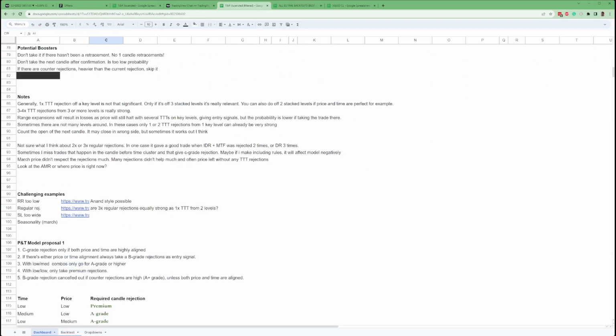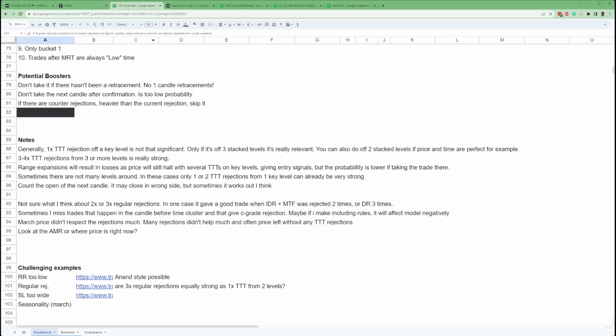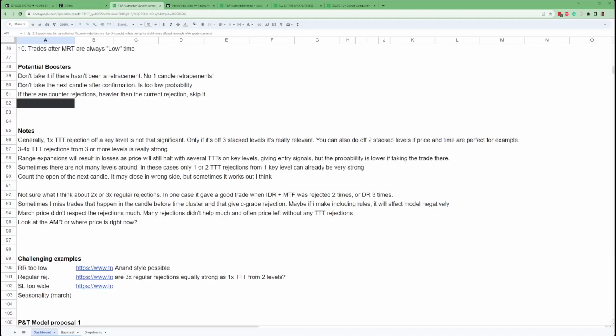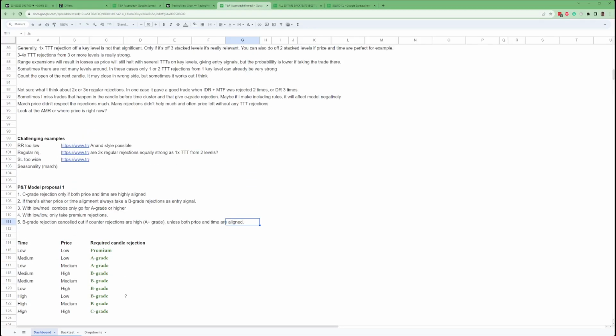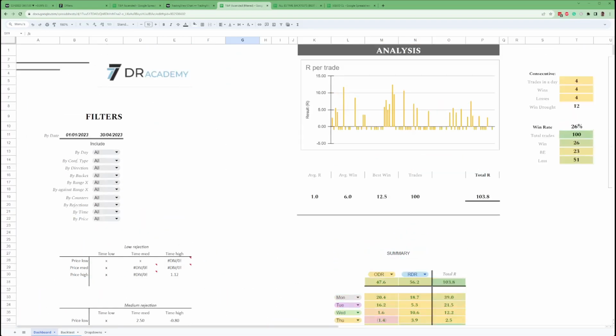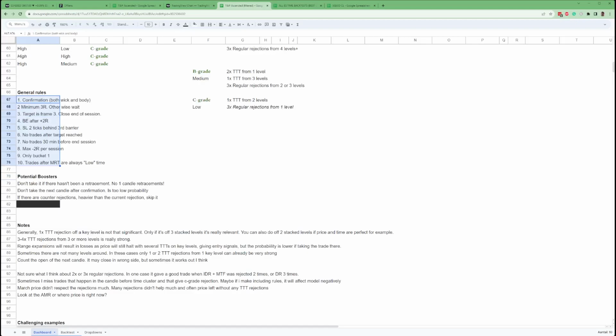So again, B grade or lower rejections are cancelled out if you have counter rejections that are A grade or higher, unless both price and time are aligned. So that's really important to take with you. So I think that's the most important part. Then just to reiterate one more time, the model. I call it time and price ascended, or just frame 3.5. It's also fine. And these are the rules that I use.